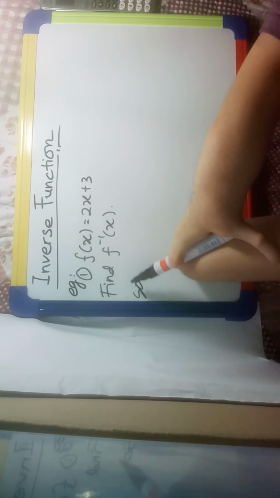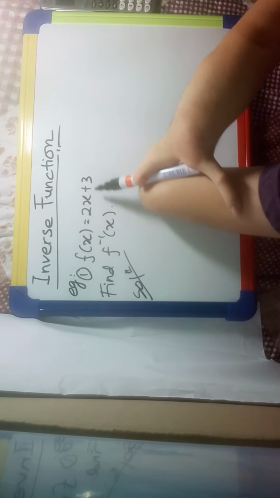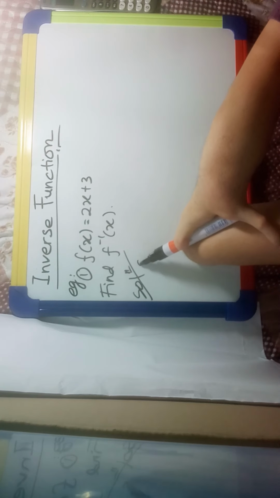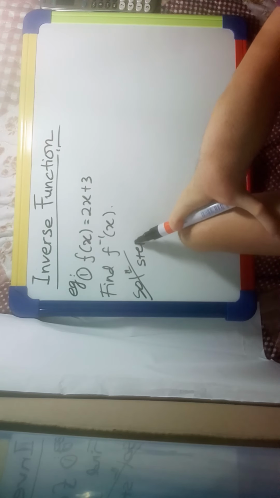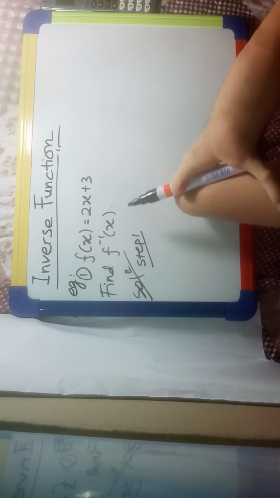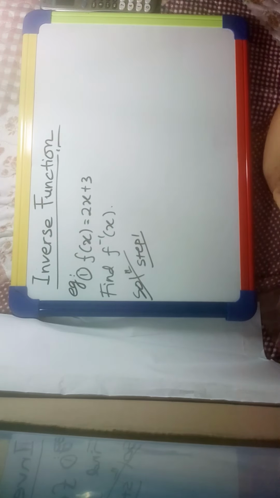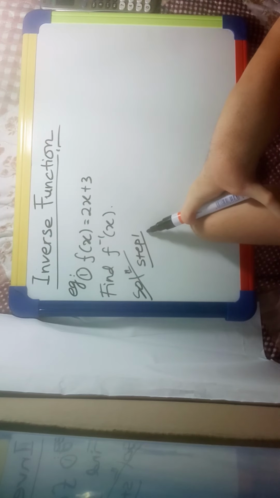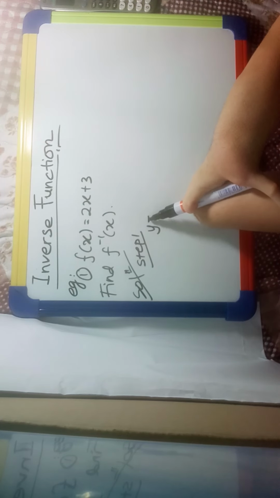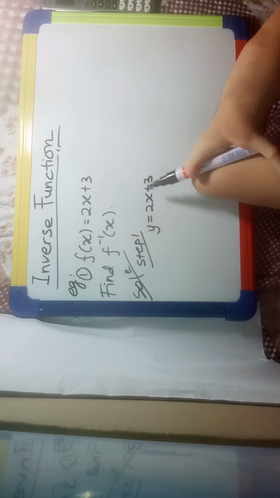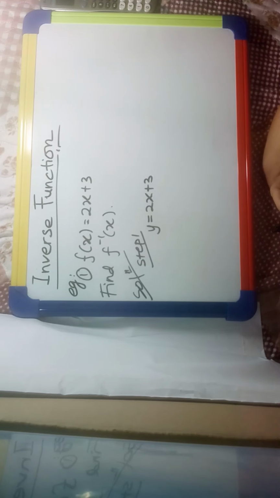In order to find the inverse function of this f(x) equal to 2x plus 3, step number 1. Rewrite again the function of f(x) equal to 2x plus 3, but make it in y. y is equal to 2x plus 3. This is step number 1.